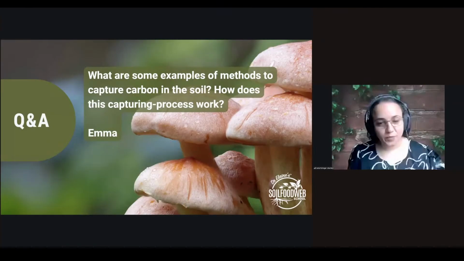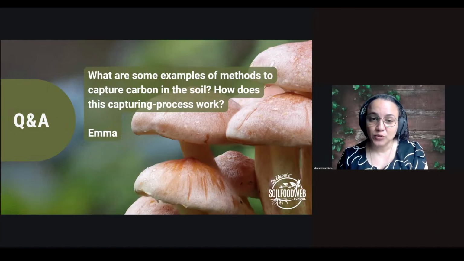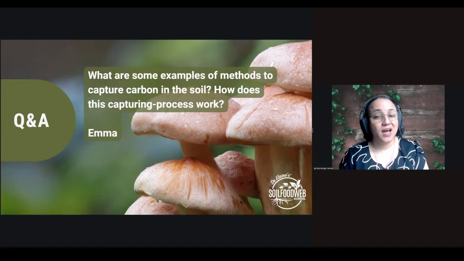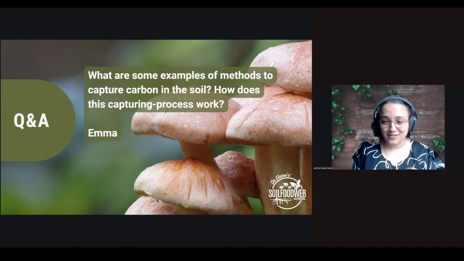Beautiful. And since you touched on the point of carbon capture, this question comes from Emma. What are some examples of methods to capture carbon in the soil? How does this capture process work? In a couple of minutes, if possible.